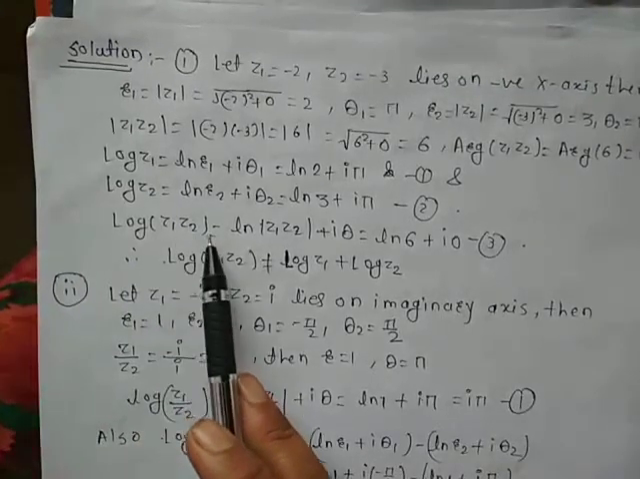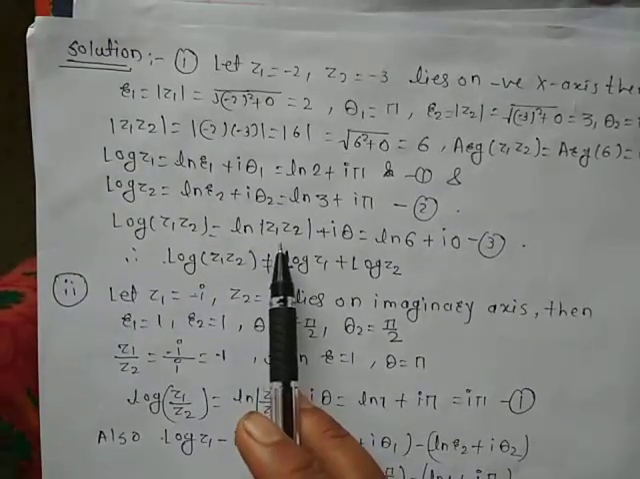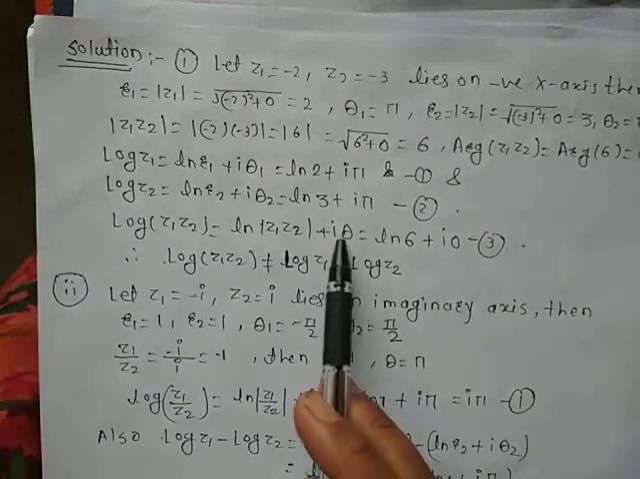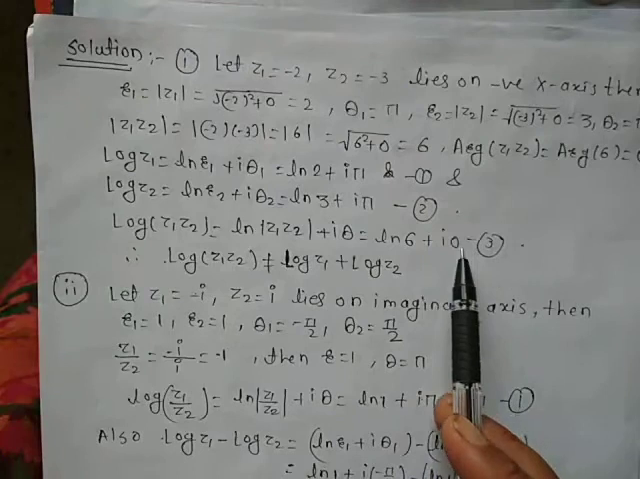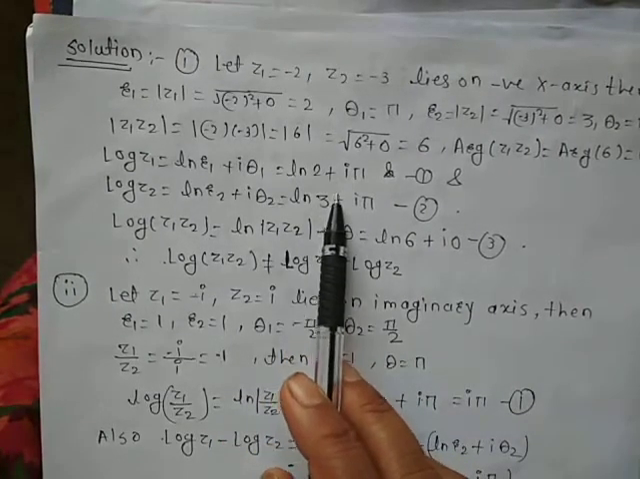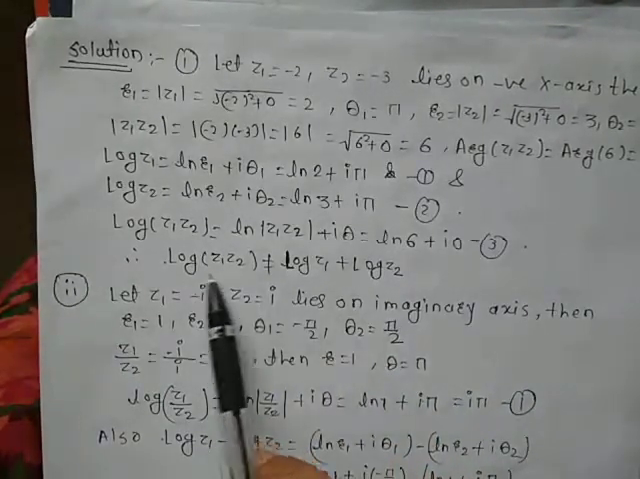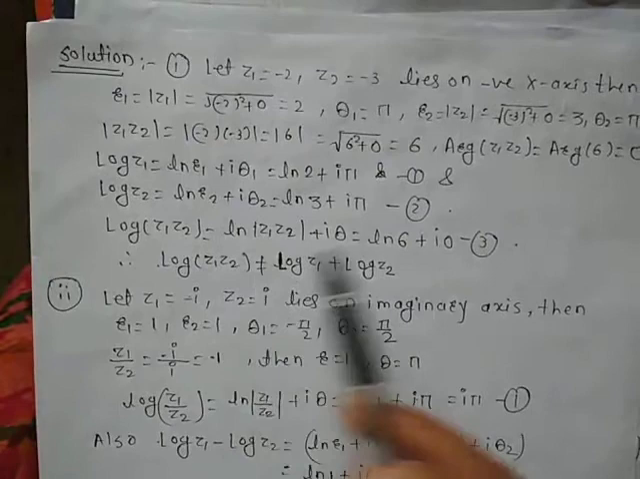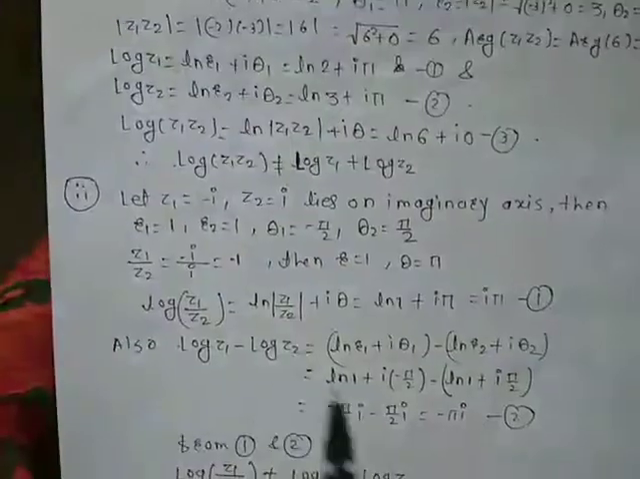Log of z1 into z2 is equal to ln of modulus of z1 into z2 plus i into theta. This is ln 6 plus i 0. If you add these two equations 1 and 2, obviously this will not be equal to log of z1 into z2. Let us see the next example.